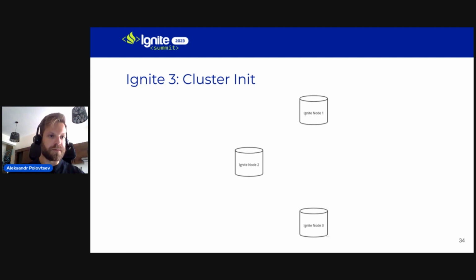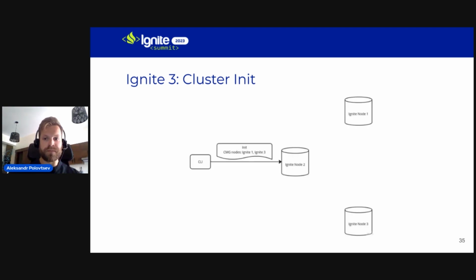Here we have a cluster that consists of 3 nodes, and they have been assembled together into a topology using SWIM. Now we use a command line tool that comes as a part of Ignite 3 to send a special command called the init command. It can be sent to any node in the cluster, and it is used to specify addresses of the nodes that will host the CMG. Here, we are sending the init command to node number 2 and tell it that node number 1 and node number 3 should host the CMG.